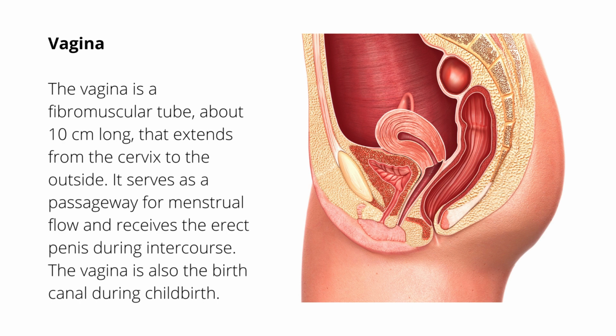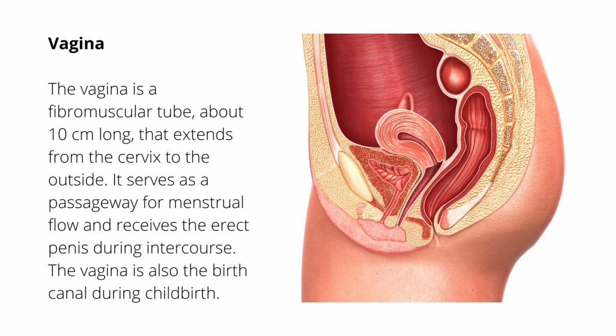Next is the vagina. It is a fibromuscular tube about 10 centimeters long that extends from the cervix of the uterus to the outside. It is located between the rectum and the urinary bladder, as you can see in the illustration. Because the vagina is tilted posteriorly as it ascends and the cervix is tilted anteriorly, the cervix projects into the vagina at nearly a right angle.